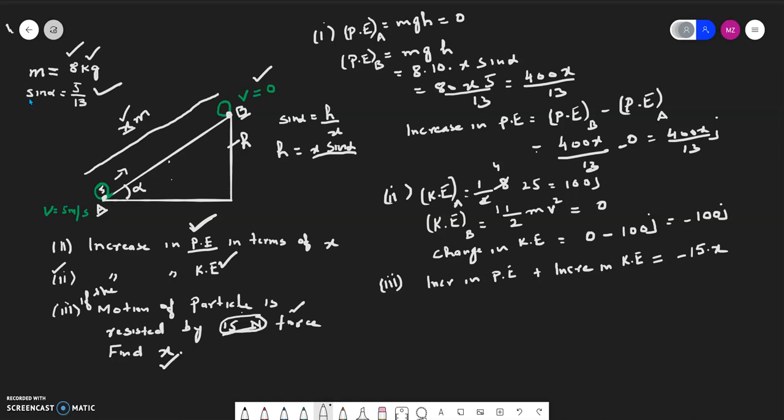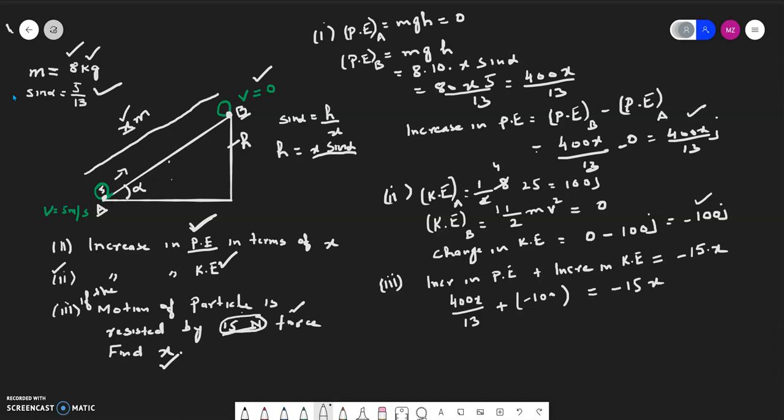So now we need to put in the values. Increase in the potential energy is 400x over 13, plus the change in kinetic energy, which is minus 100 joules, and that is equal to the work done by the forces, and since we have only one force, it is minus 15x.